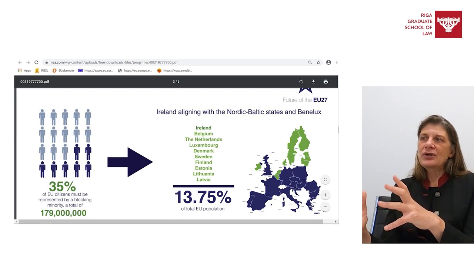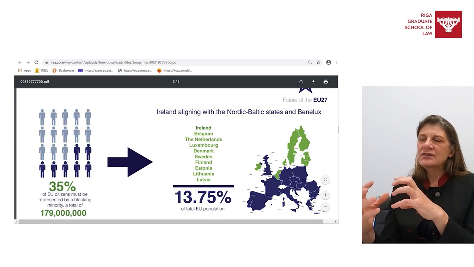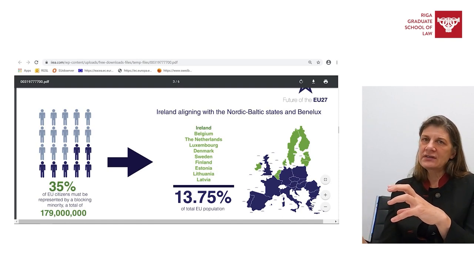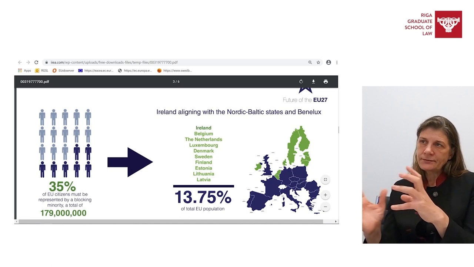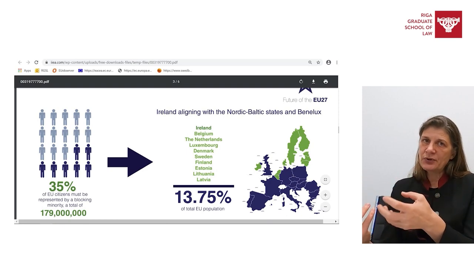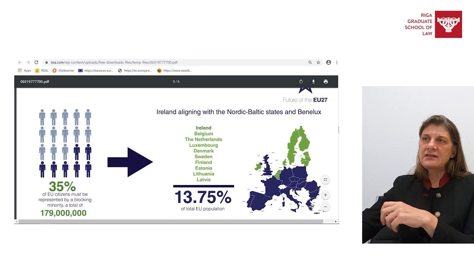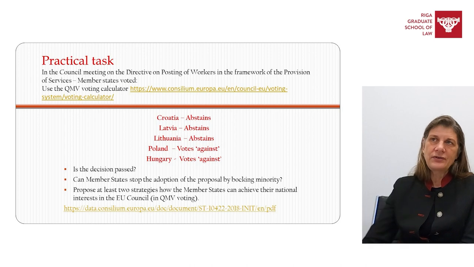So this also shows that countries have to cooperate, they have to interact. There's a lot of networking in Brussels, and a lot of networking between the capitals. This allows member states to be better prepared for these decision-making moments in the Council. I leave you here a practical task that you can carry out on your own.